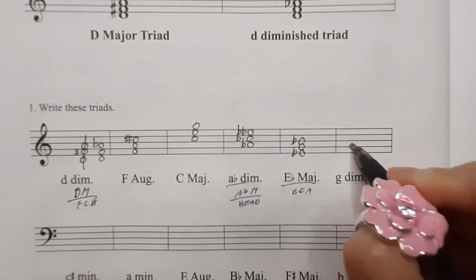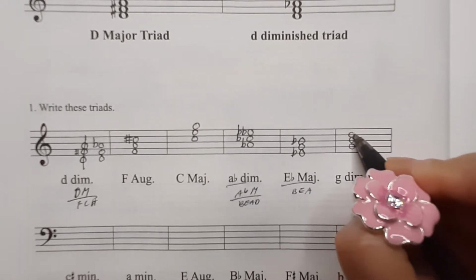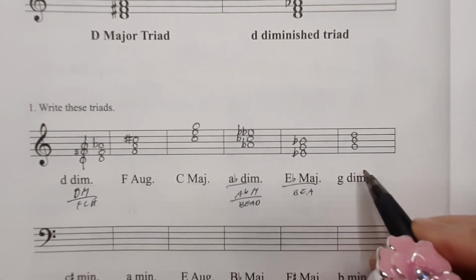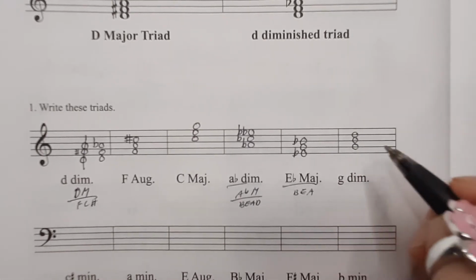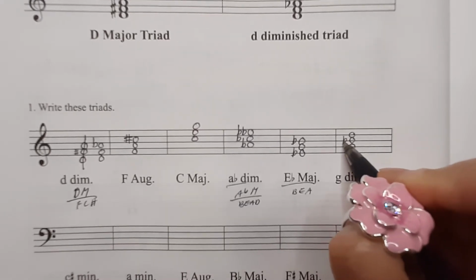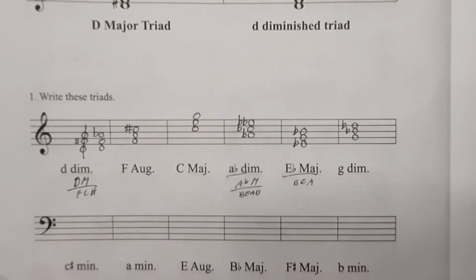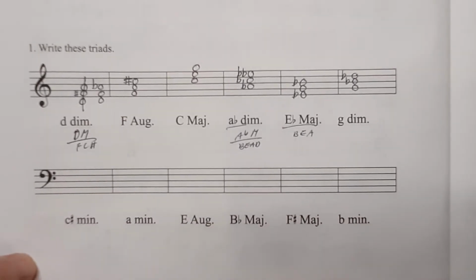We have G, B, D. Now, this is G major triad. Now, can you switch that to the diminished? By lowering the third and the fifth. Good job. Okay, let's do C sharp minor.